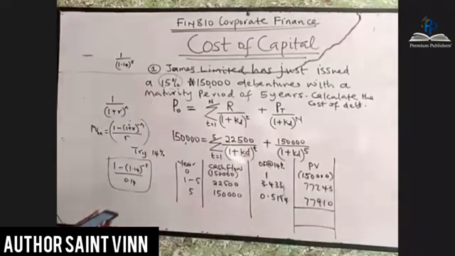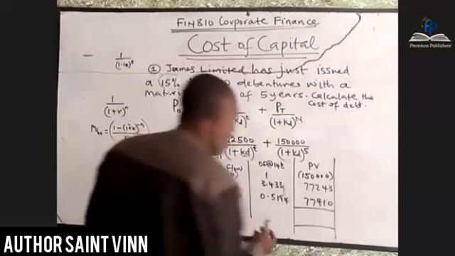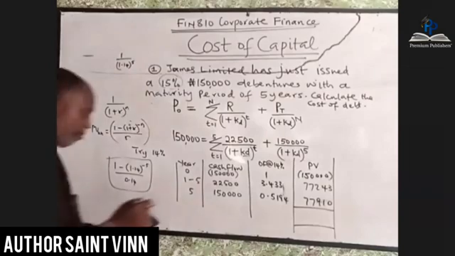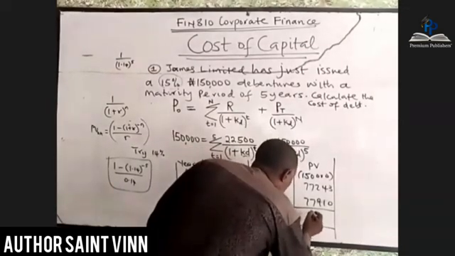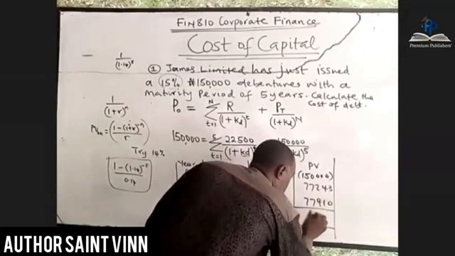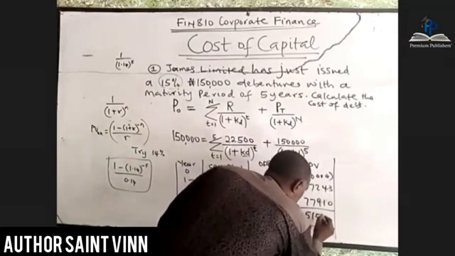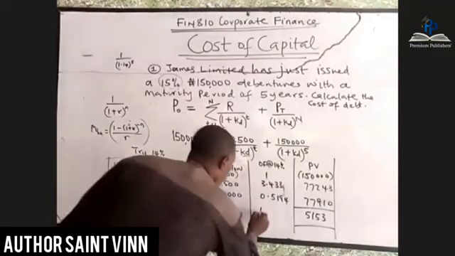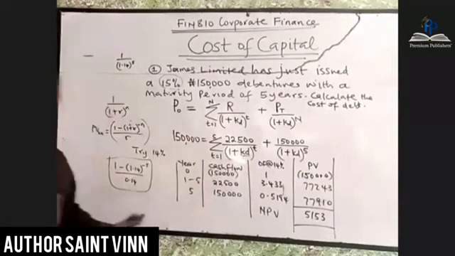Somebody help us. 77,140. Is it positive? Yes. So what do we have? Minus plus this 5. Okay, good. This is positive. So this is our NPV. This is positive, so I need to do one more.